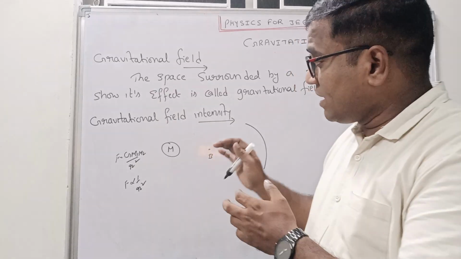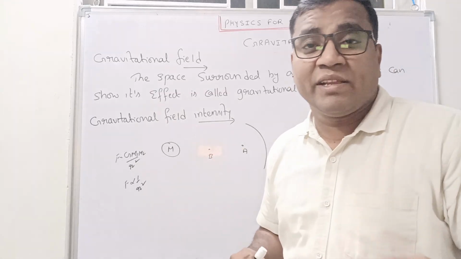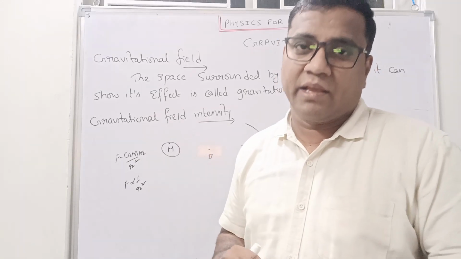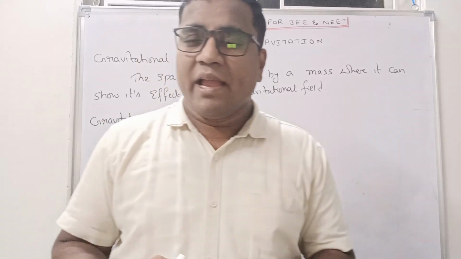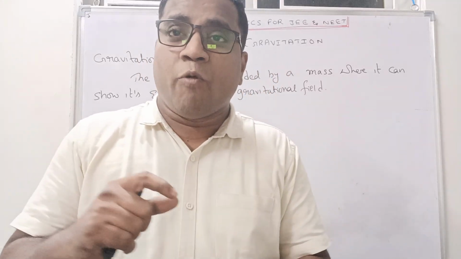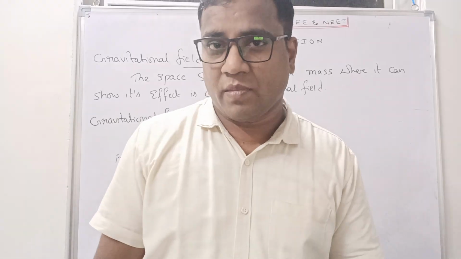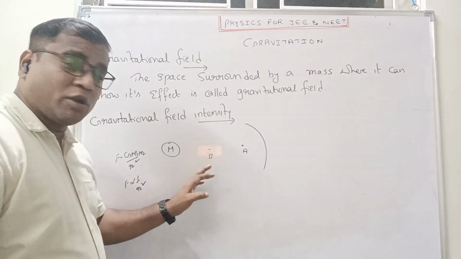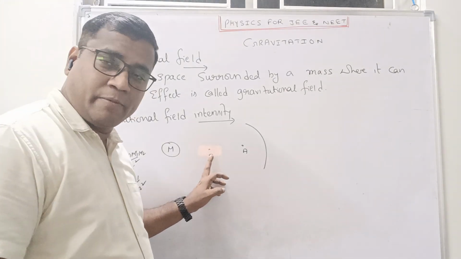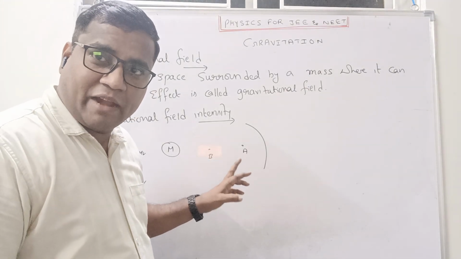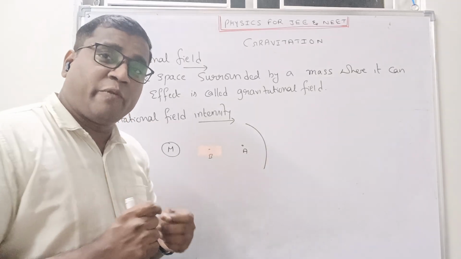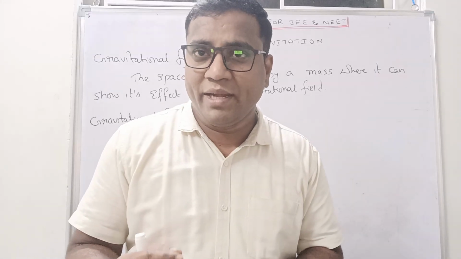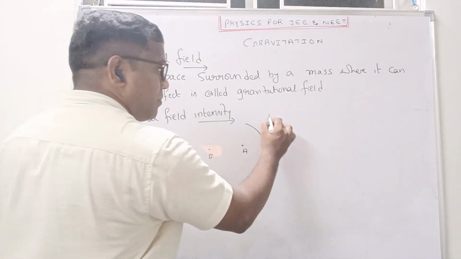Clear? But how we are defining gravitational field intensity? Gravitational field intensity at a point is defined as force acting per unit mass. That means here, in order to find out the gravitational field intensity, first what we have to assume is, we have to assume a unit mass. Unit mass means, for example, let it be m.